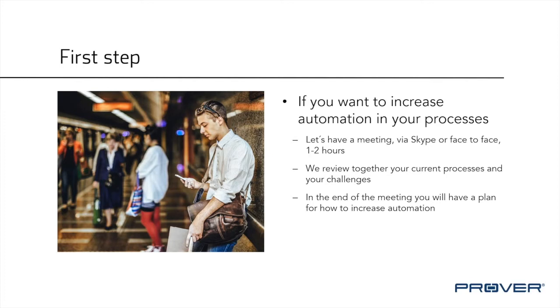So the first step, if you want to increase automation in your process, would be to have a meeting. We can have a meeting via Skype or face-to-face if you prefer. 1 or 2 hours would be enough, I think. And then we'll review together your current process and your challenges. And after this meeting, you will already have a plan for how you can increase your automation in your process.